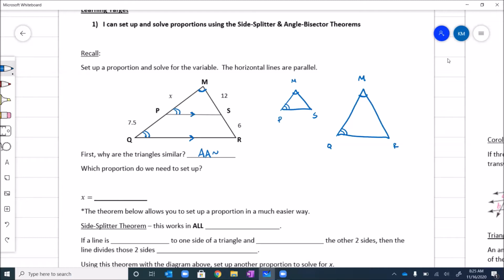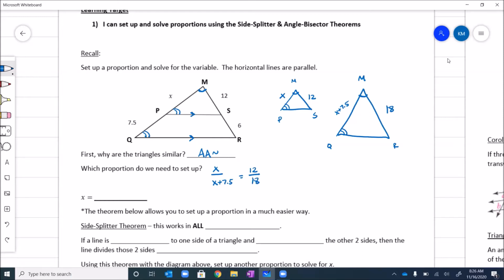And now that we know they're similar by angle similarity, we can focus on the proportions to solve for our variable. So MP is x, MS is 12, MQ is x plus 7.5, and MR is 18, 12 plus 6. Now we can make our proportion of corresponding sides. I'll put MP over MQ, so x over x plus 7.5, and 12 over 18, MS over MR.